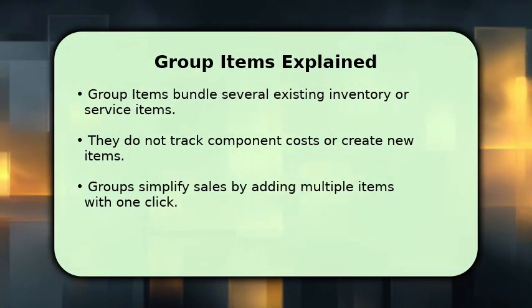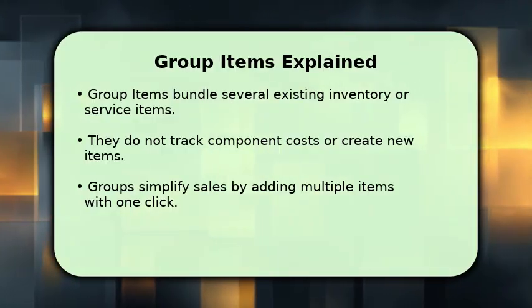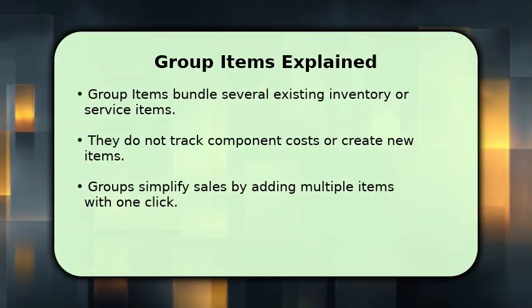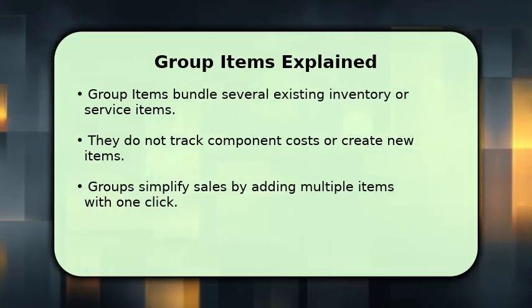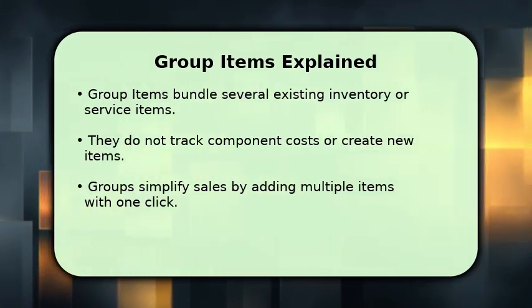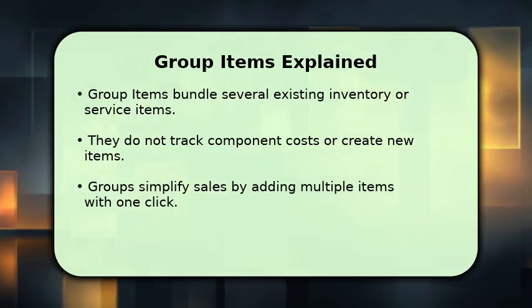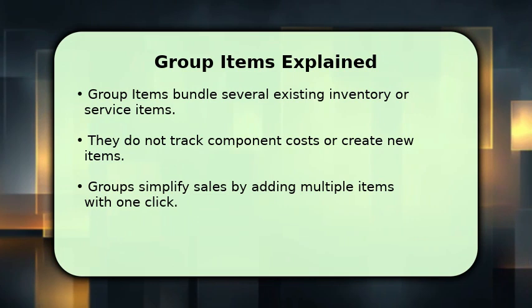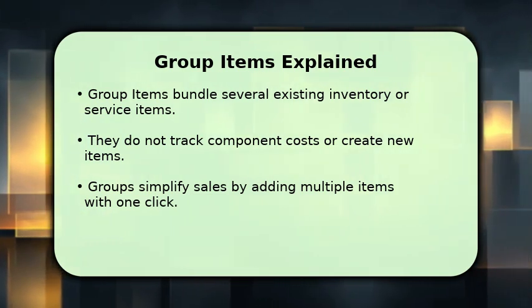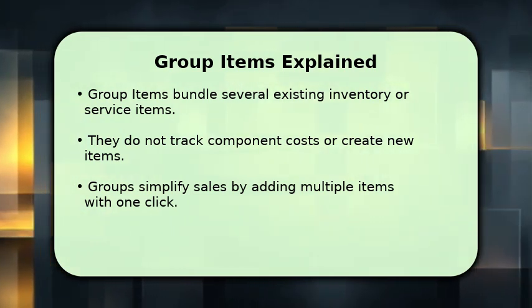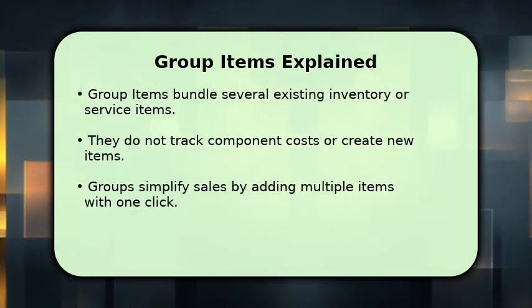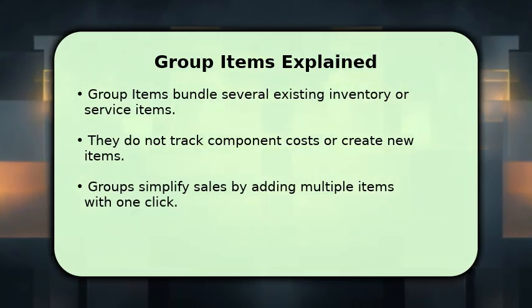Group items, on the other hand, are designed for sales convenience. They allow you to bundle multiple existing items together under a single name for invoicing without creating a new inventory item. QuickBooks still tracks each individual item within the group separately. This is ideal for selling kits or packages where you want to list all components on the customer's invoice.